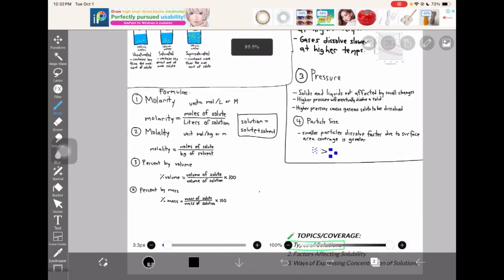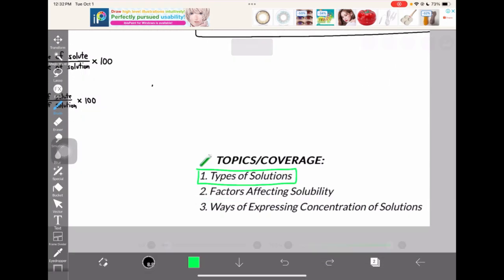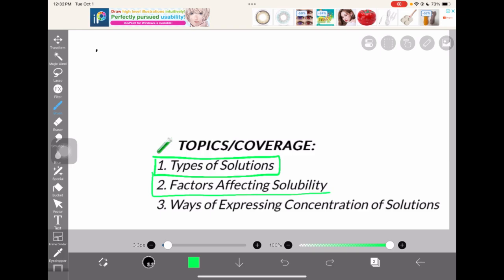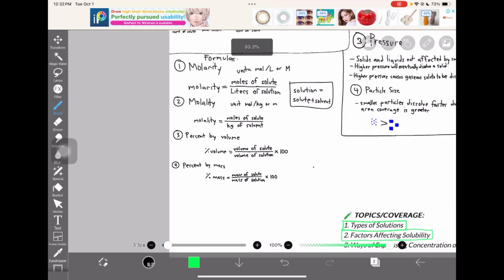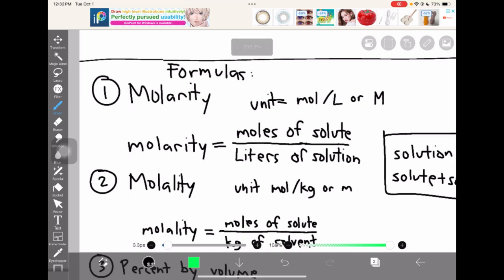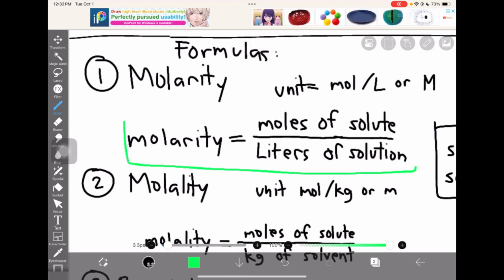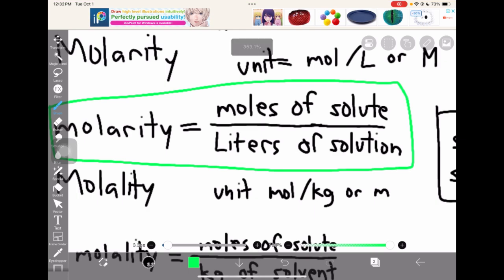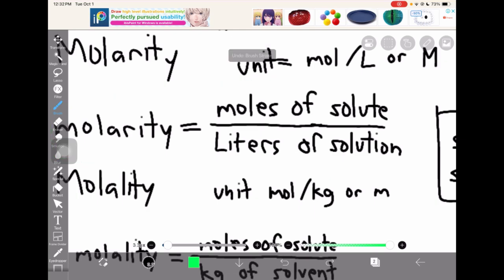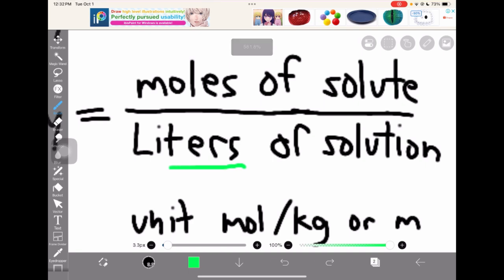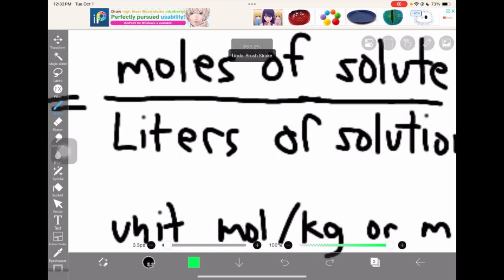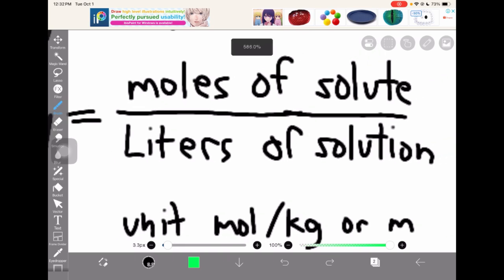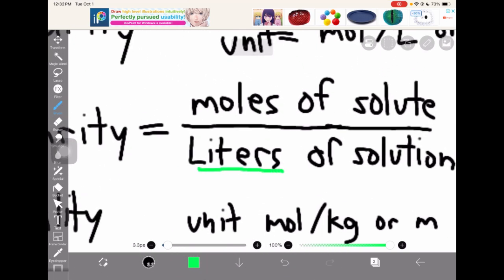Next are the formulas to remember, and this is really just the ways of expressing concentrations of solutions, and there are also 2 M's. So molarity, let's start with this one. Molarity is this one right here. It's just moles of solute divided by liters of solution. Just one thing to note here, it's liters of solution. So if you're given milliliters, you have to convert it. Otherwise, you will just have a ridiculously high or low value, which will not make sense on paper. So remember, convert to liters.